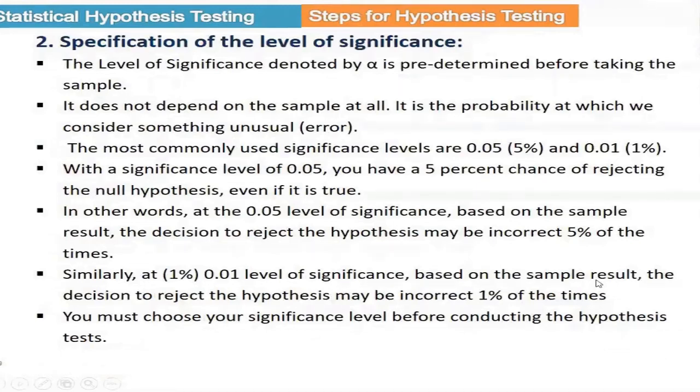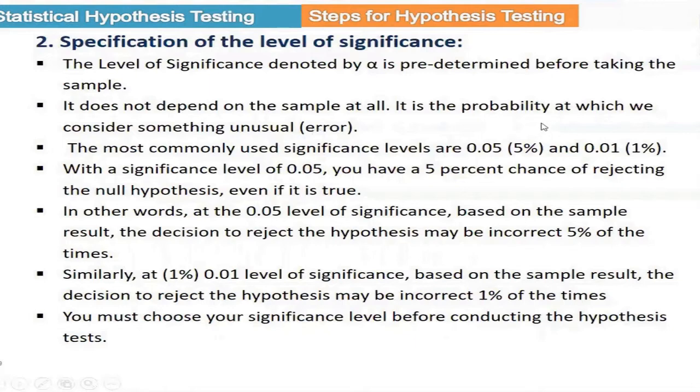And the second step, we have to find the level of significance. That is level of significance before going to test, we have to specify. That is denoted by alpha. Level of significance, remember, denoted by alpha. What is this? This is the probability that we are doing some error. That is something unusual. So some error, this type of error you have to specify before.